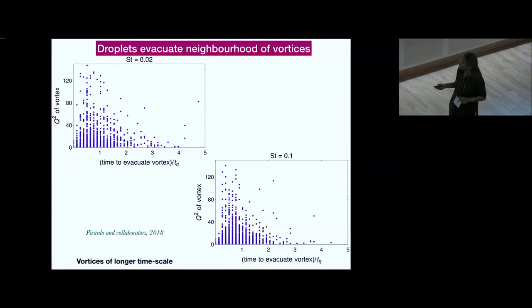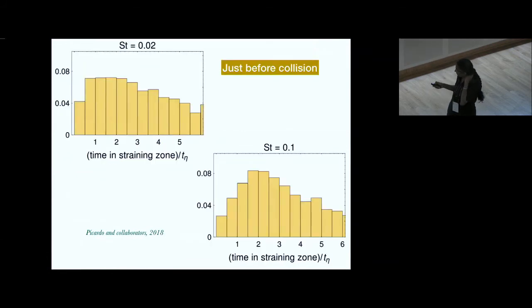And so Q actually is representative of tube-like vortices. So it's not the shear kind of vortex. So then you can see that they spend very little time in that place. They evacuate quickly, and then they have a good chance of colliding pretty soon after that with another droplet.